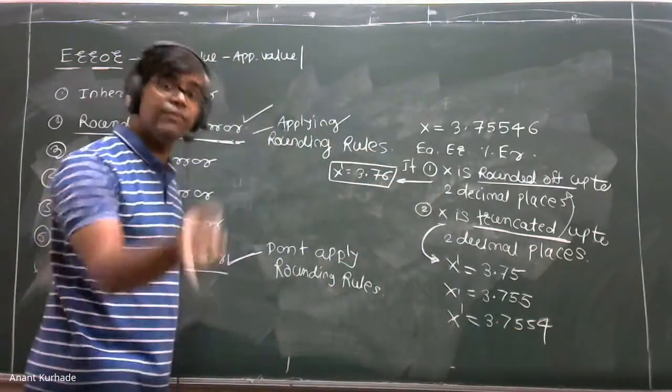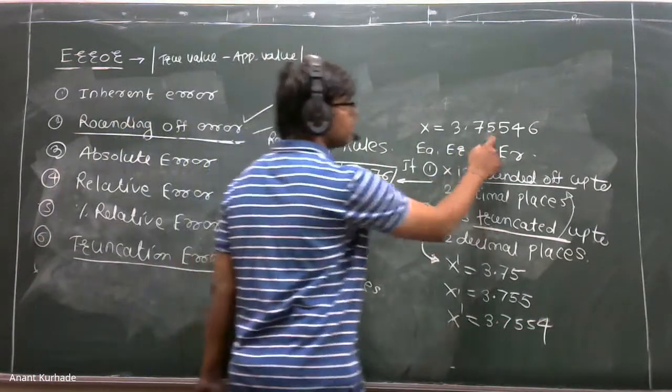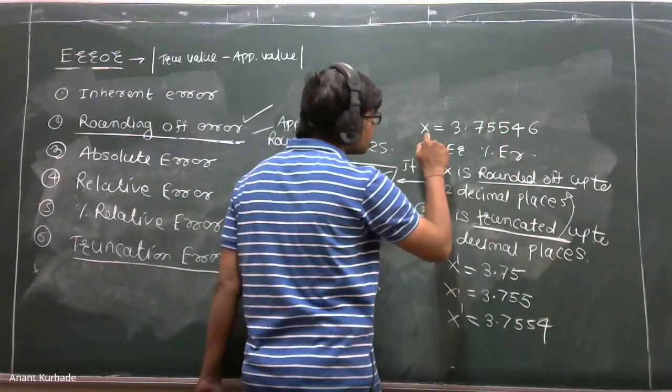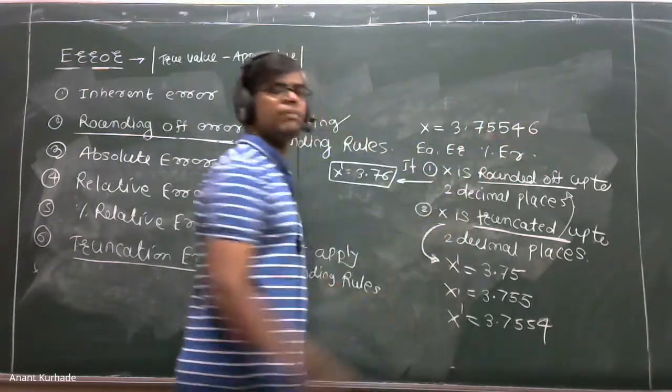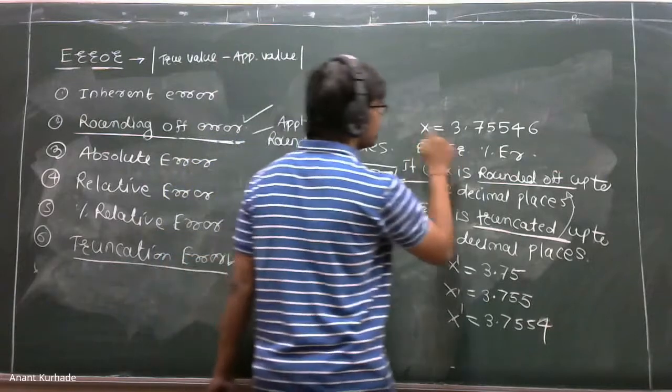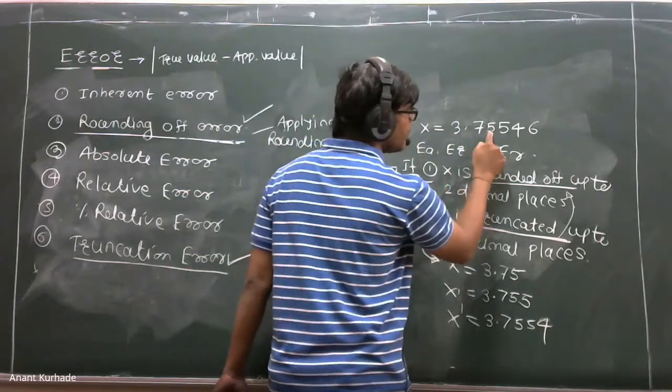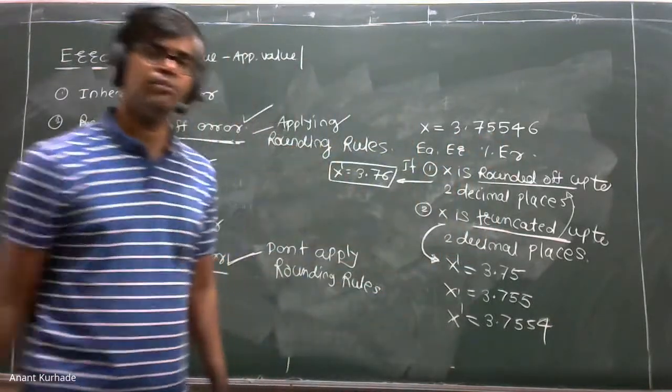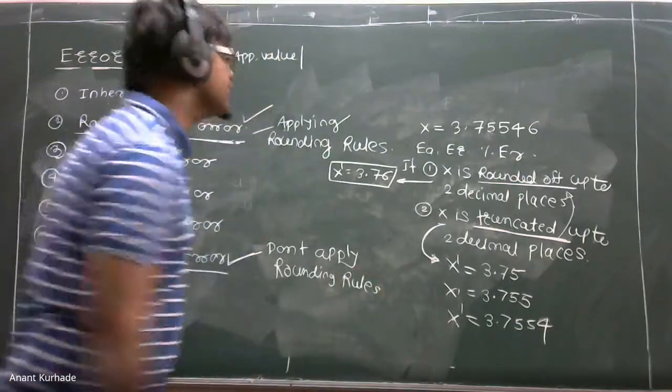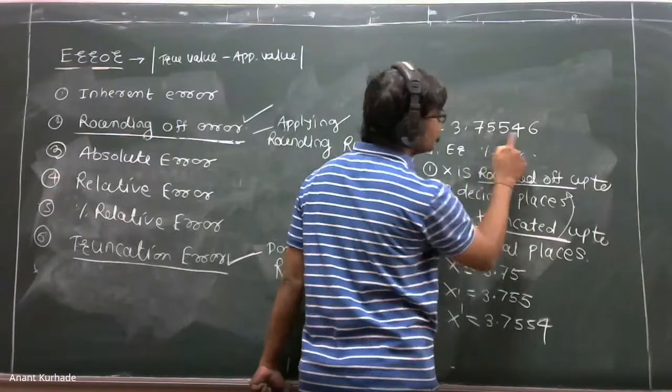But it is different for rounding. If you have a question of rounding this number up to 4 decimal places, then your answer will be x dash is equal to 3.7555, because the next digit is 6, more than 5, so add 1 to the previous digit. Sir, you have written 4 there.